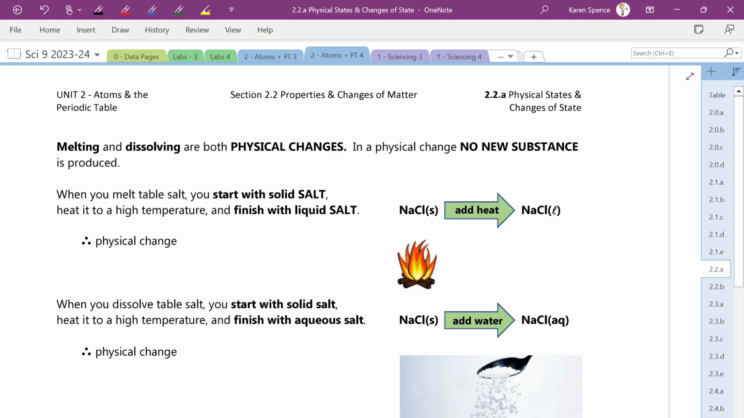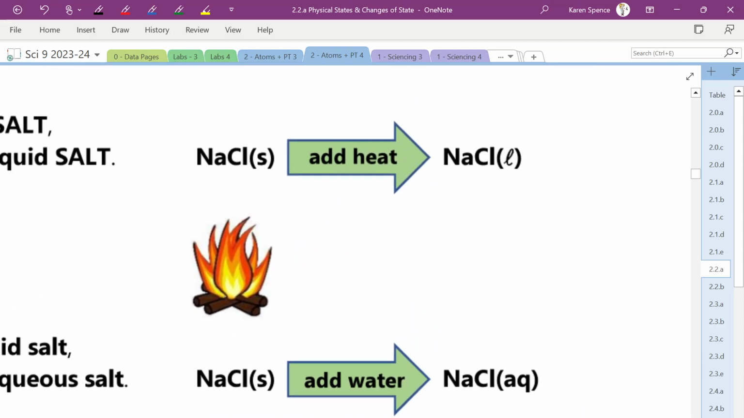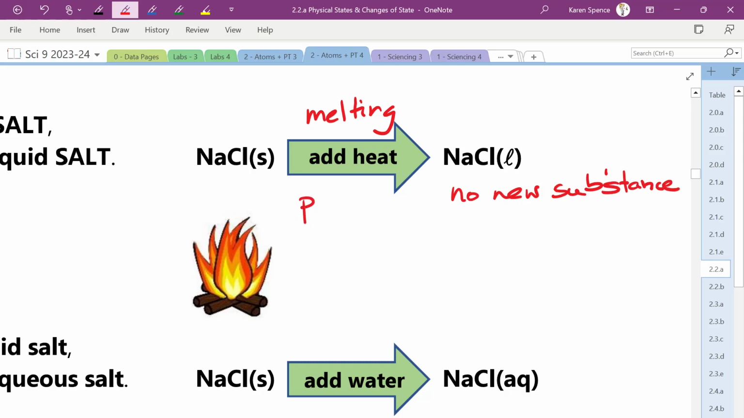Melting and dissolving, here we go. We're starting with solid, we add heat, and we go to liquid. What's that process called? That's called melting. Is that a chemical change or a physical change? Physical, how do you know? There's no new substance, right? It's still just sodium chloride. So we have a physical change.